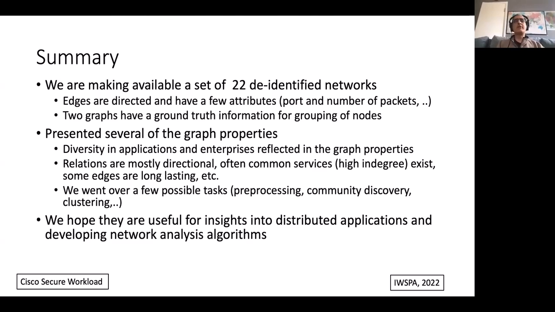And yeah, so 2 of the graphs have ground truth information. And I went over several properties, connectivity. There's much more to be done. So hopefully some of you find this useful. Thank you.